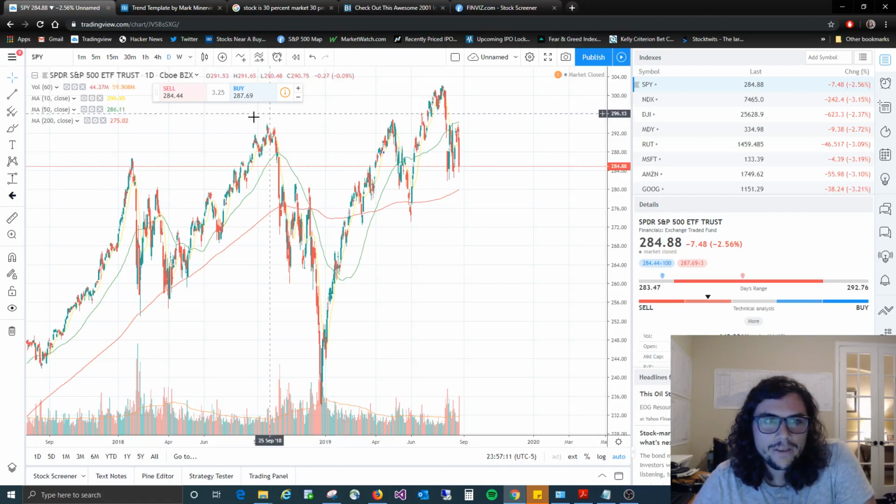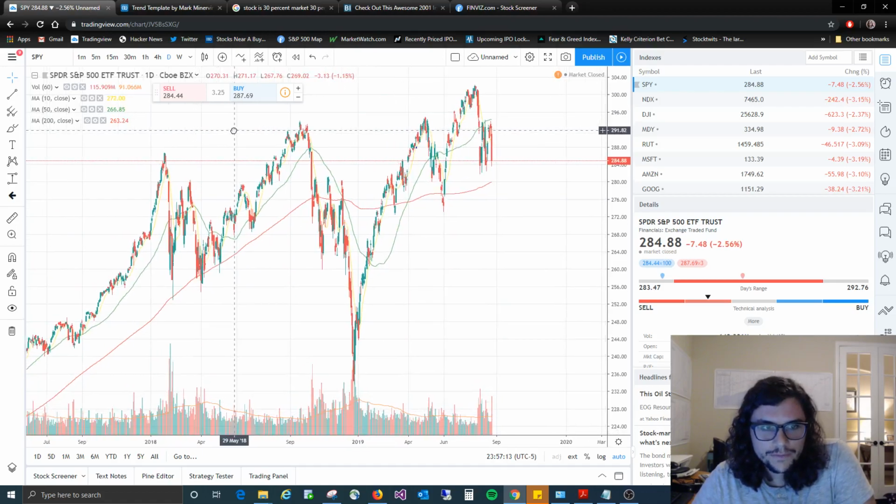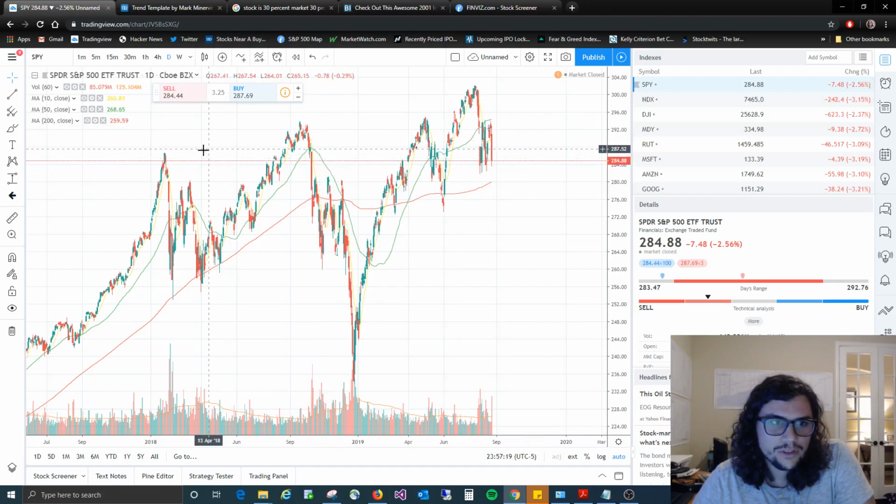So, for example, here's the S&P 500, and we've got a list of indexes here. We go over what each different one is, but this is the S&P 500, or the SPY, which is an ETF that tracks the S&P 500. You just type in SPY here if you want to bring that up. We've got our 50-day moving average, which is the green line, and the red line is the 200-day moving average.